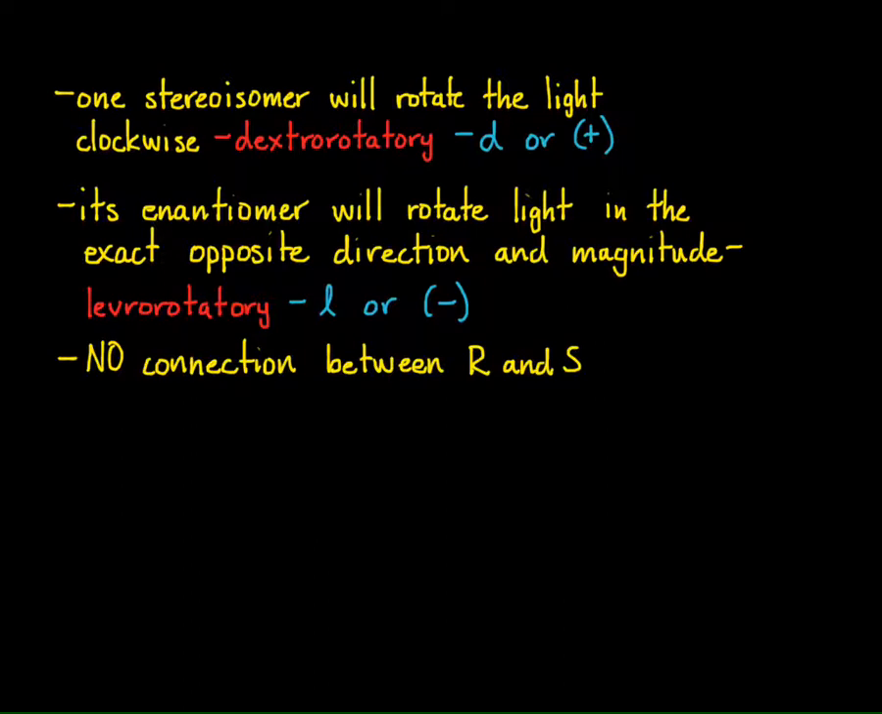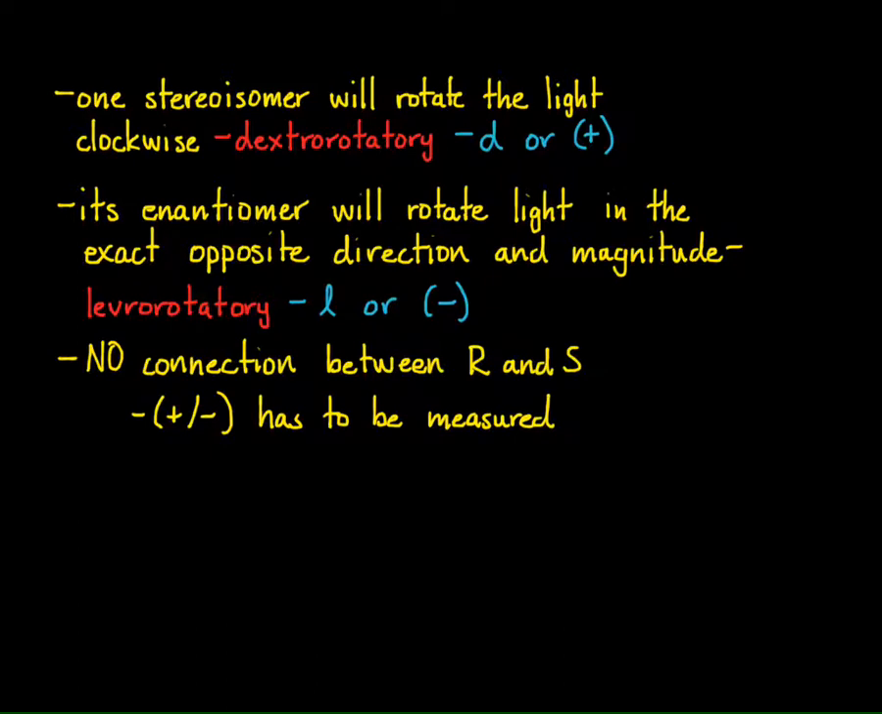There's no way to determine whether or not an enantiomer is plus or minus without physically going in and measuring its optical activity. Now, one thing to note is, the key is that plus or minus, the optical rotation, has to be measured.